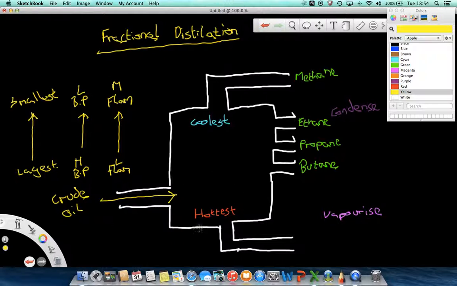So make sure you understand the trends in fractional distillation, and you also understand and can explain how the process works using vaporization and condensation.